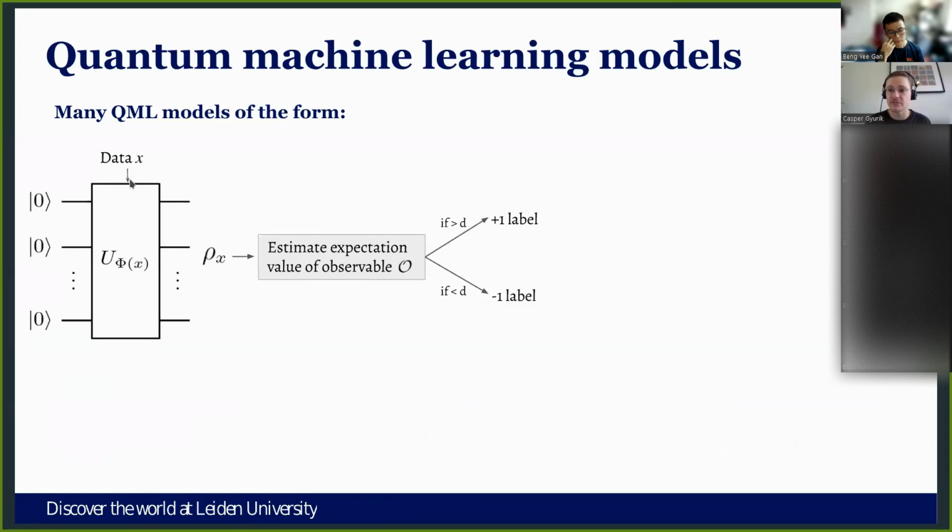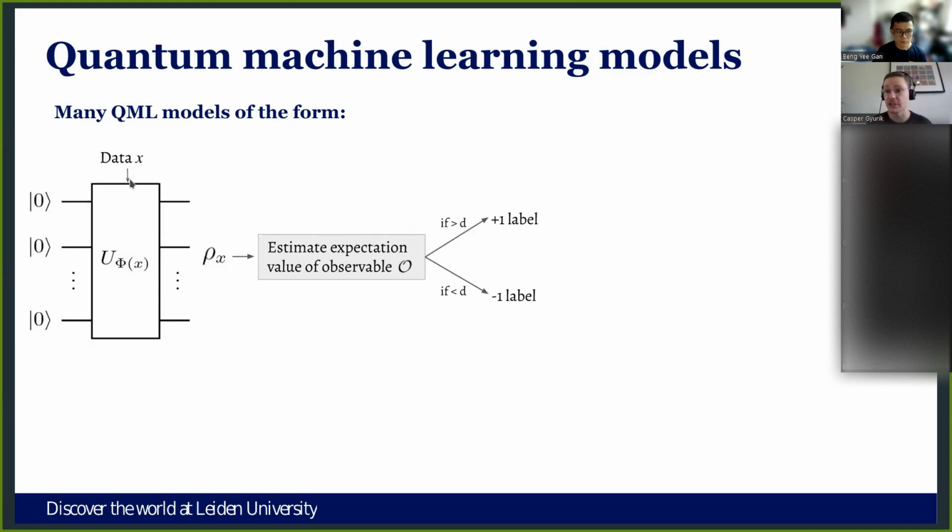So first, let's look at what kind of machine learning models we'll be looking at today. Many of the machine learning models that currently are proposed look as follows. They have an encoding circuit, sometimes called feature circuit, sometimes called embedding circuit, which takes a classical data point x, say a real number or a real vector. It feeds it as parameters into some parameterized quantum circuit. This is applied to the all-zero state, and out we get a state that in some way depends on x, which I'll throughout this talk denote rho of x. And on this state rho of x, we're going to estimate an expectation value of some observable O.